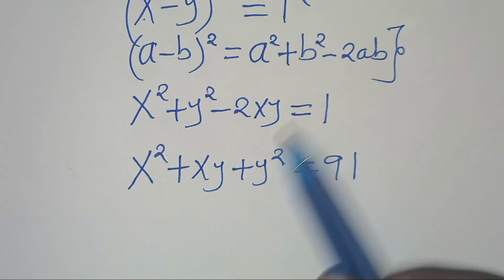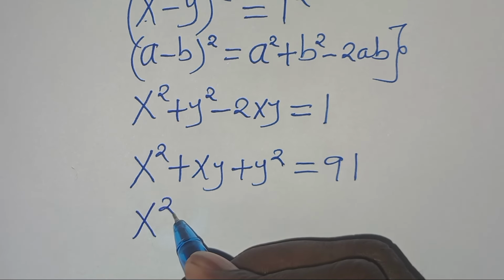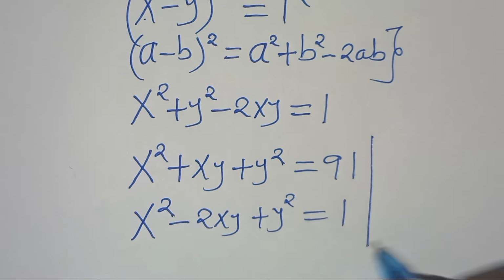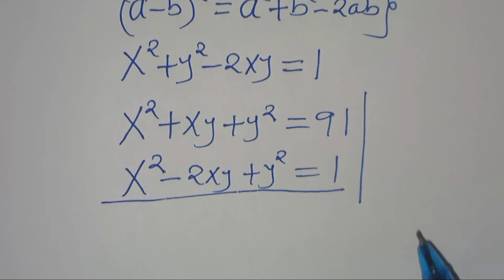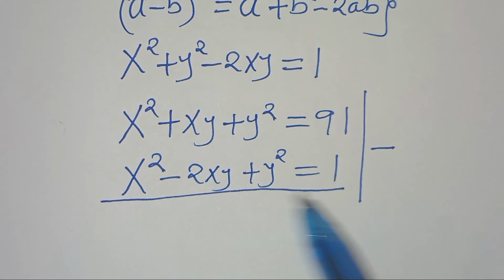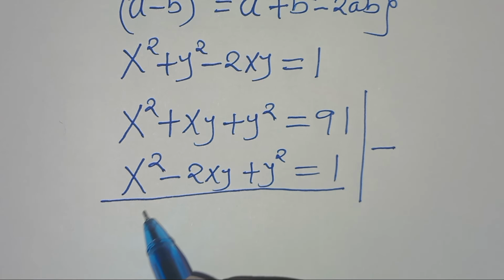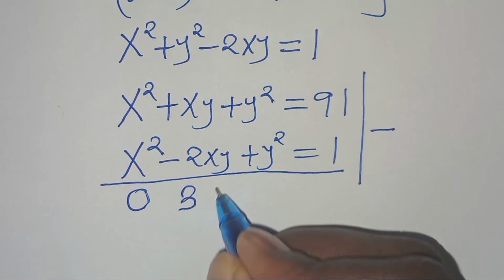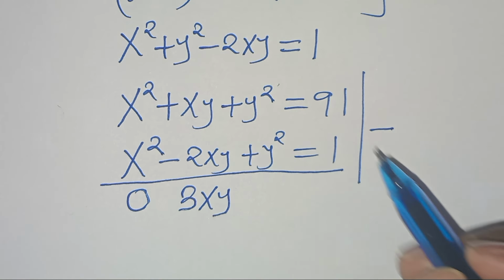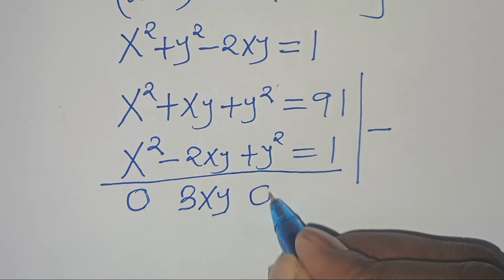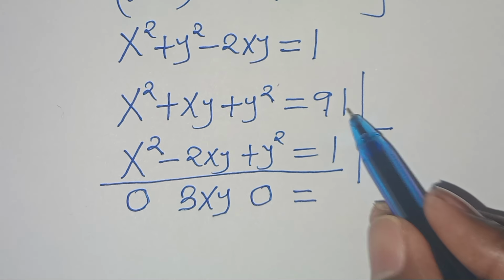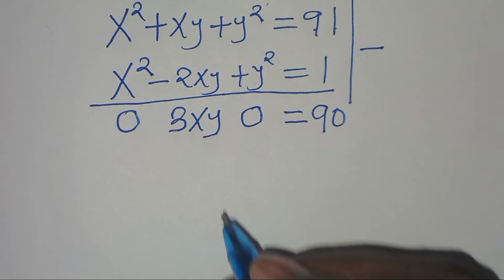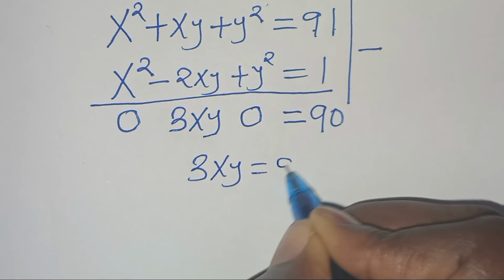So we can subtract this. We have x to the power of 2 subtract 2xy plus y squared. This is equal to 1. Now these are systems of two equations here that we can subtract, so that x squared minus x squared is equal to 0. Xy minus 2xy, this is 3xy. Then y squared minus y squared is equal to 0. And this is equal to 91 minus 1. This is equal to 90. So this is 3xy. This is equal to 90.